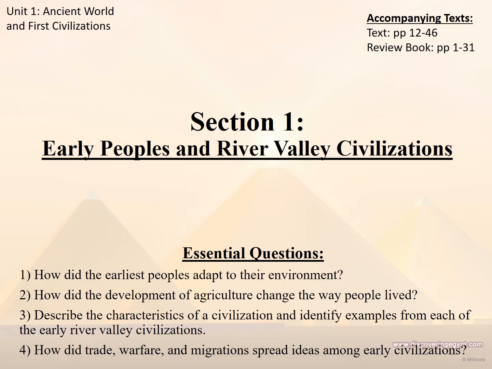So, our essential questions. 1. How did the earliest peoples adapt to their environment? 2. How did the development of agriculture change the way people lived? 3. Describe the characteristics of a civilization and identify examples from each of the early River Valley civilizations. And 4. How did trade, warfare, and migrations spread ideas among civilizations?